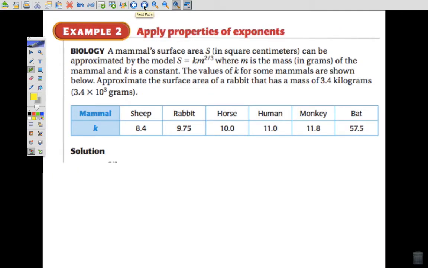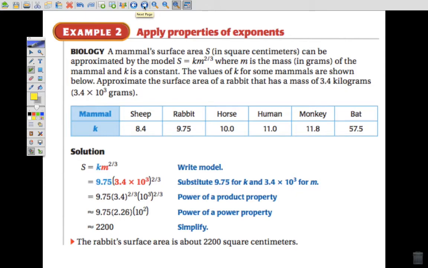Again, rational exponents are used in a lot of formulas, a lot of times in the science field. So here's an example that you can calculate a mammal's surface area. In this case, they asked us to find the surface area of a rabbit. Substitute the information in. When we distribute that 2/3, the 10 to the third raised to the 2/3 power becomes 10 squared. You'll have to take 3.4 to the 2/3 power. It becomes pretty much a calculator activity.